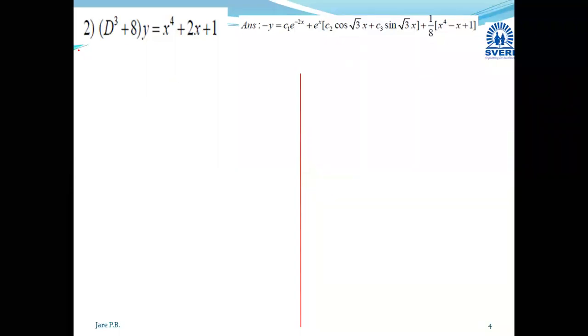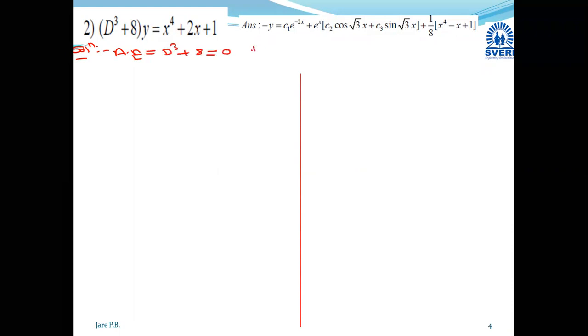Okay, we take the example. So here, the solution is, so what is the auxiliary equation? The auxiliary equation is D cube plus 8 is equal to 0. So there are three roots.